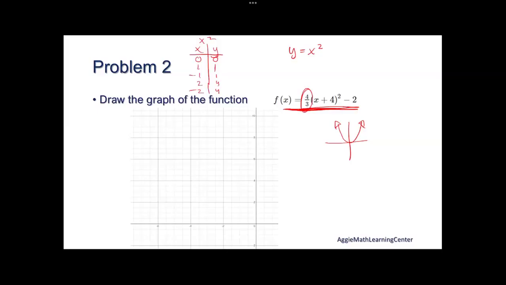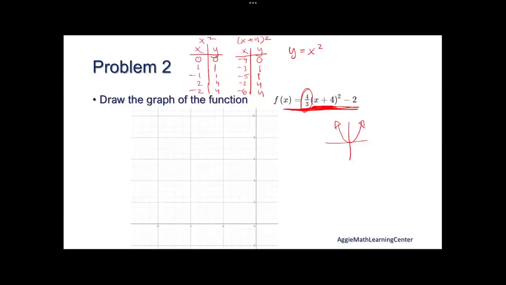What I'm going to do first is what's affecting the x, that horizontal shift. So we now have (x plus 4) squared. This affects the x's only, so our y coordinates are still going to be the same. And x plus 4 means we shift to the left 4. So we're going to subtract 4 from each of these. So we have negative 4, negative 3, negative 5, negative 2, negative 6.